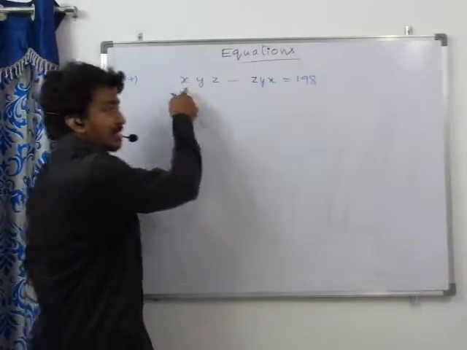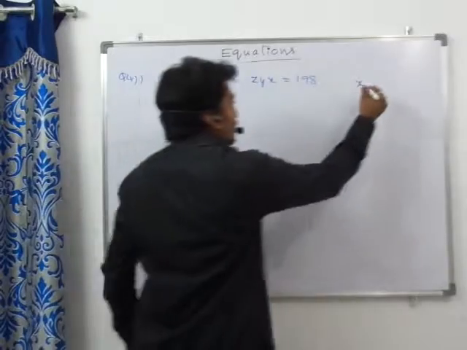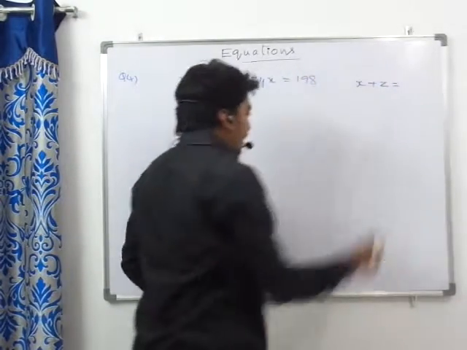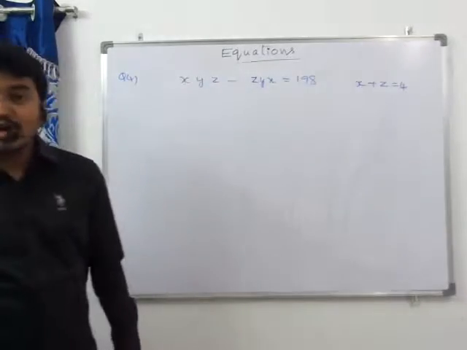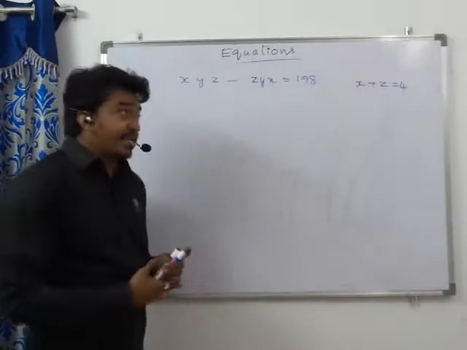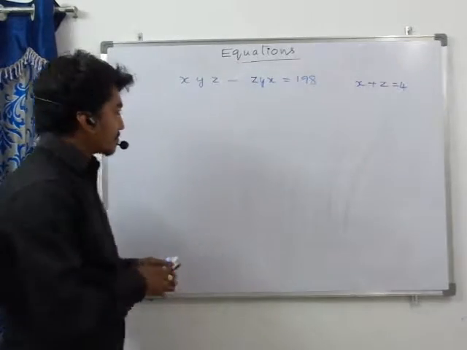And one more observation is, the sum of the digits at hundreds and units place. What is the digit at hundreds place? X. What is the digit at units place? Z. The sum of these two is given as what, guys? This is given as 4. Then we have to find out the digit in units place and the digit in tens place.